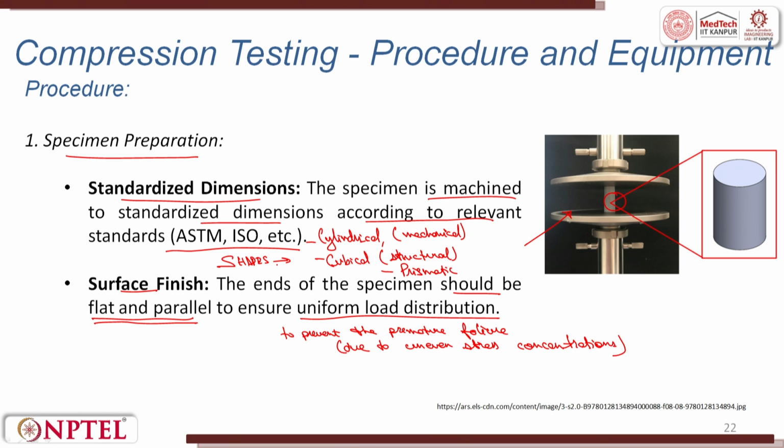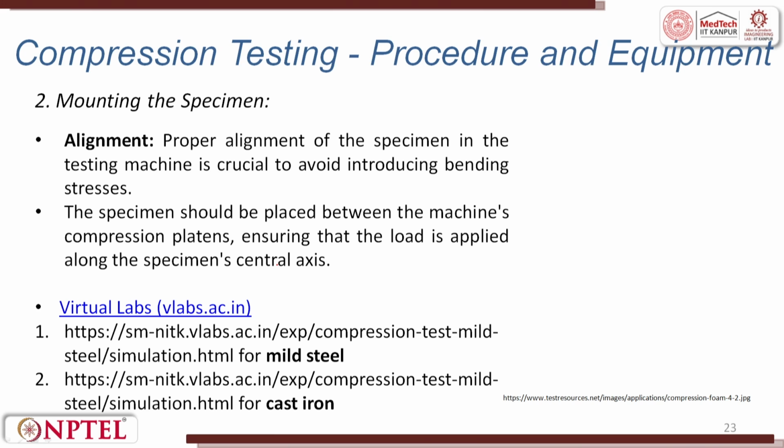Next is mounting of the specimen, alignment. Proper alignment of the specimen in the testing machine is crucial to avoid introducing bending stresses. The specimen should be placed between the machine's compression plate ends, ensuring that the load is applied along the specimen's central axis.